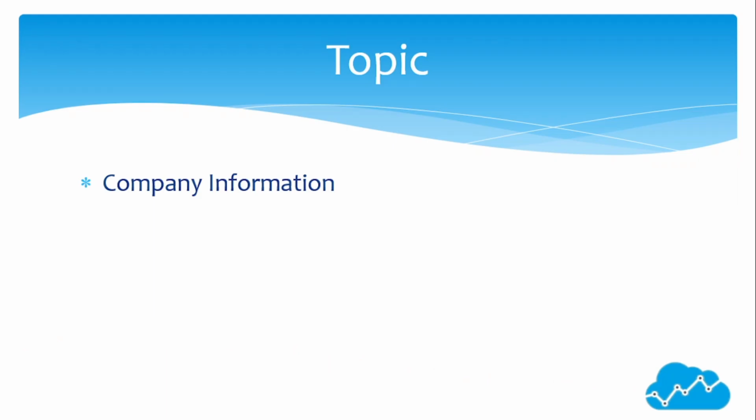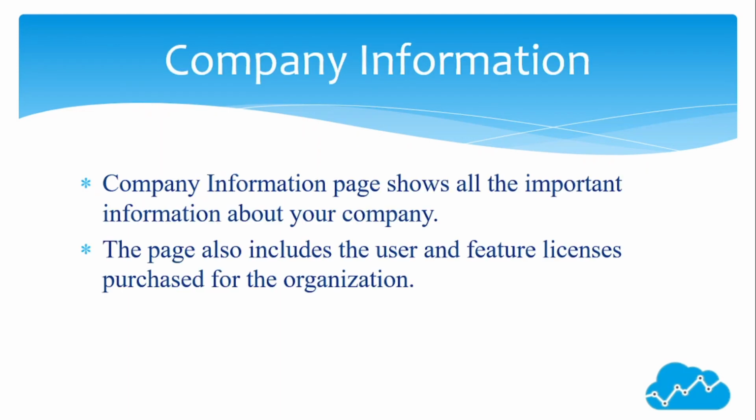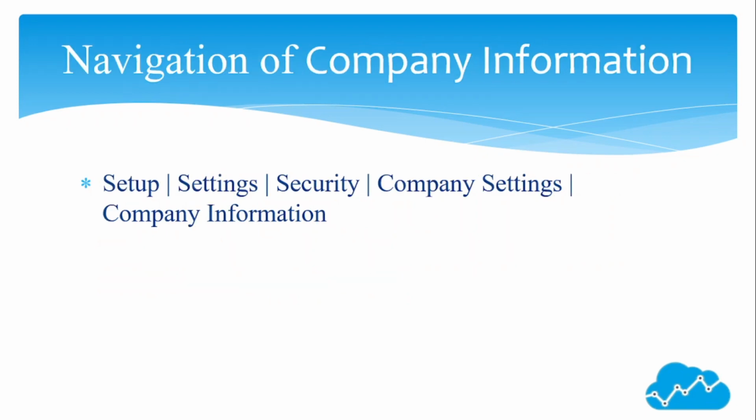The topic we are going to cover in this session is company information. The company information page shows all the important information about your company. The page also includes the user and feature licenses purchased for the organization. Navigation of company information: Setup, Settings, Security, Company Settings, Company Information.